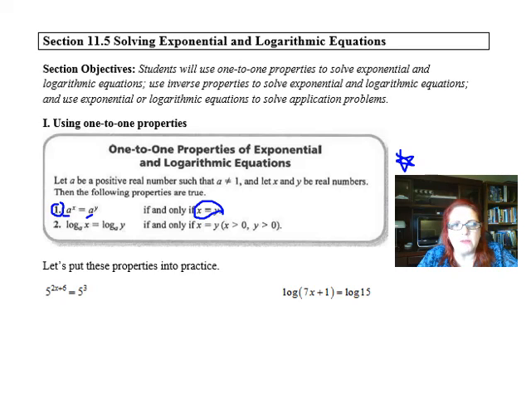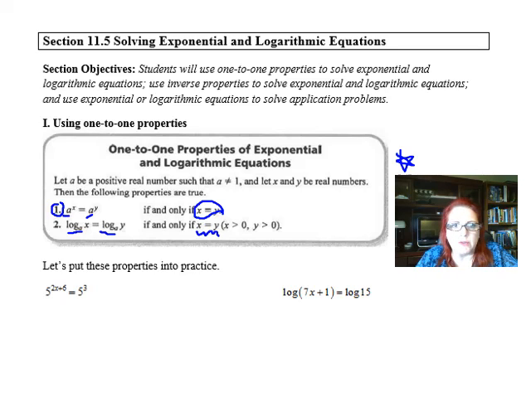The same thing when I have a log with a base of a of x and it's equal to log base of a of y. Notice that the log terms both have the same base. Therefore, the arguments of x and y have to be equal to each other. We're going to use that information in order to solve equations here.